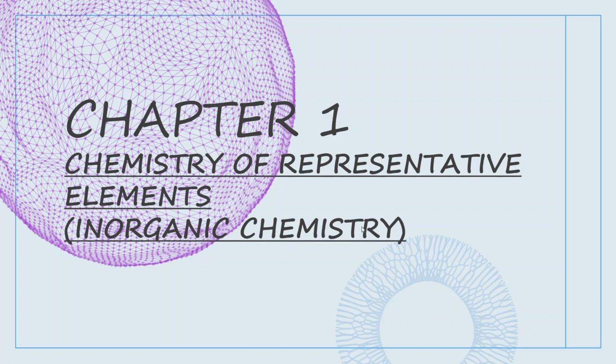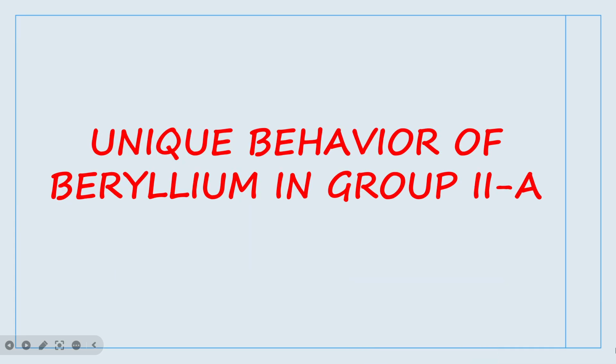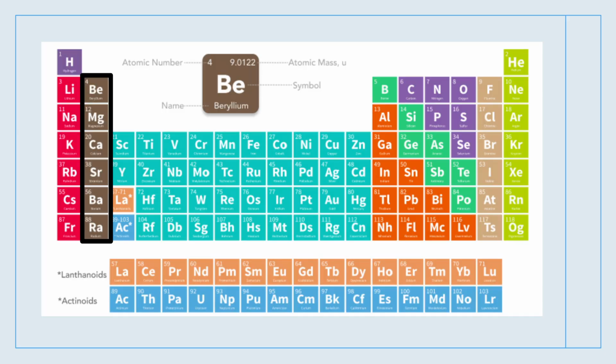The topic we have for today is from chapter number 1, which is Chemistry of Representative Elements, that is part of Inorganic Chemistry, and the name of the topic is Unique Behavior of Beryllium in Group IIA. This is one of the most important topics from this chapter, and you get this in your board of inter-education. Mostly this question is given.